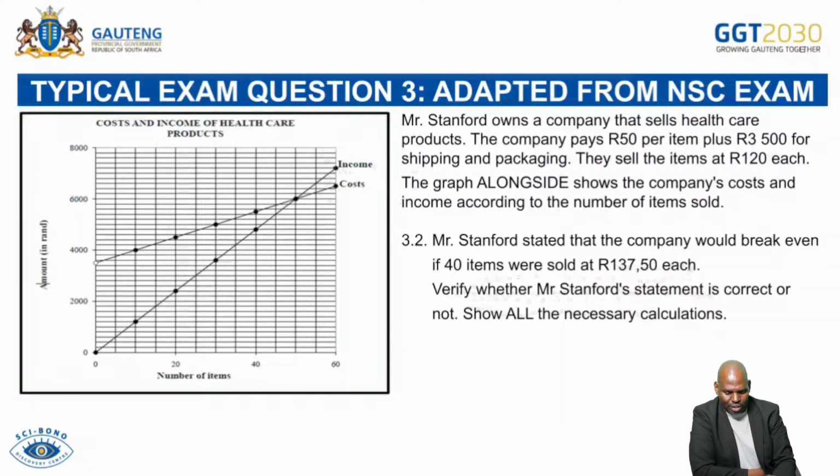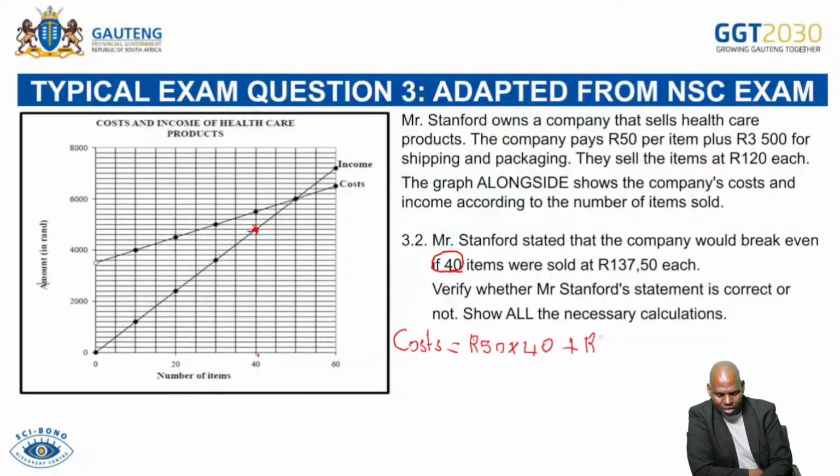The amount of the income and the amount of the cost will be equal. Okay, now let us look at this. What is our income at 40 items? So here we've got 40 items, so the income here will be at this point. This is our income. Or we can use the calculations. We say 40 items, what will be the cost? The cost will be 50 Rand multiplied by 40, and then plus 3,500.